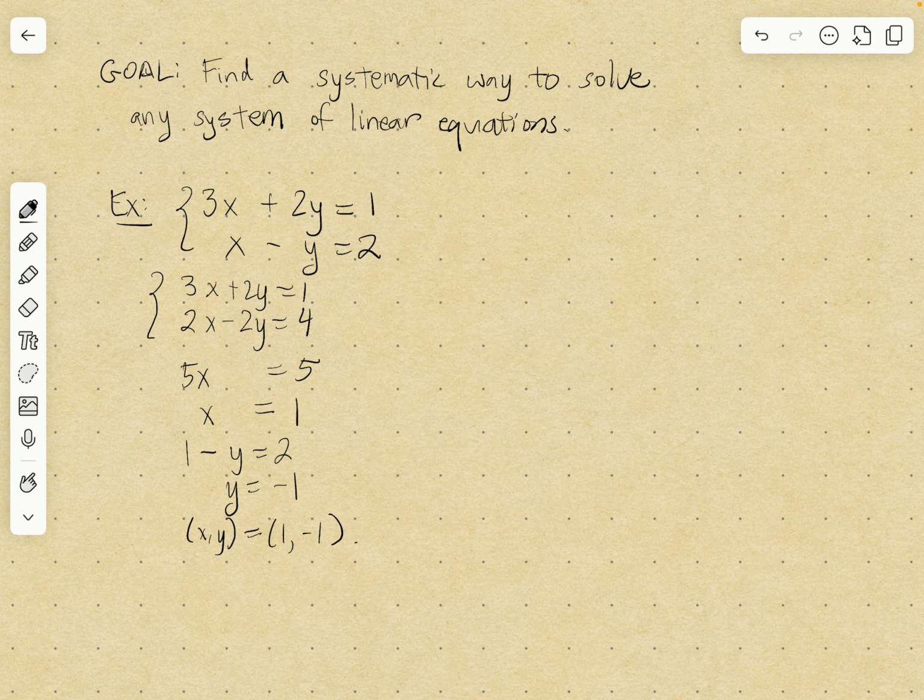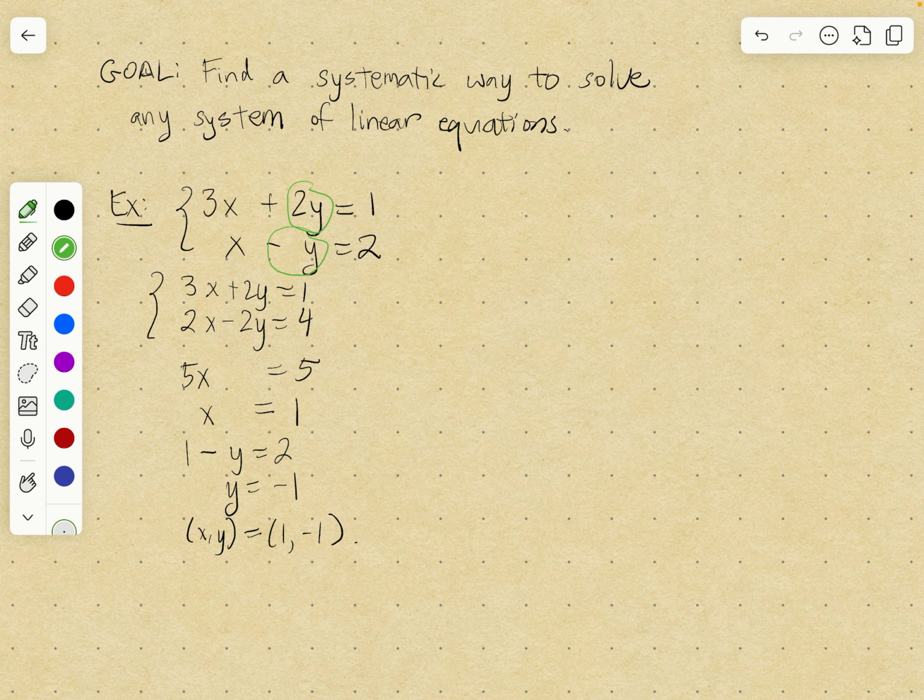But what we want is a systematic way of doing it that will work for any system of equations. So what I did here was, to decide that I would multiply the second equation by 2, I observed that I have a 2y here and a -y here. So I knew that if I multiplied the second equation by 2, I'd get a 2y on the top and a -2y on the bottom, and then I can add them, and the y's will cancel, right? And that's exactly what happened.